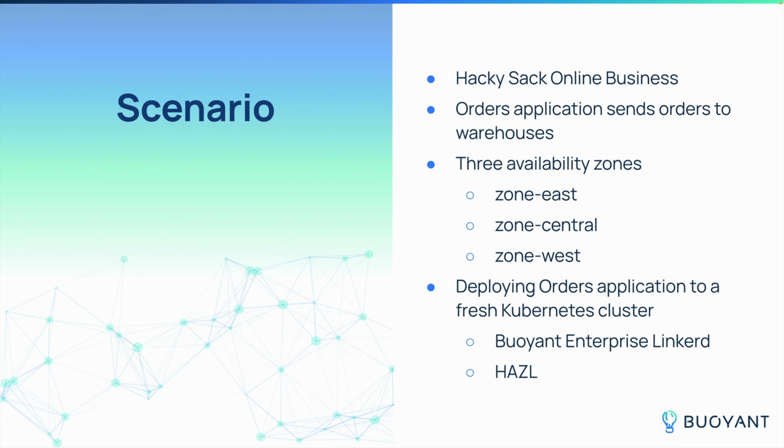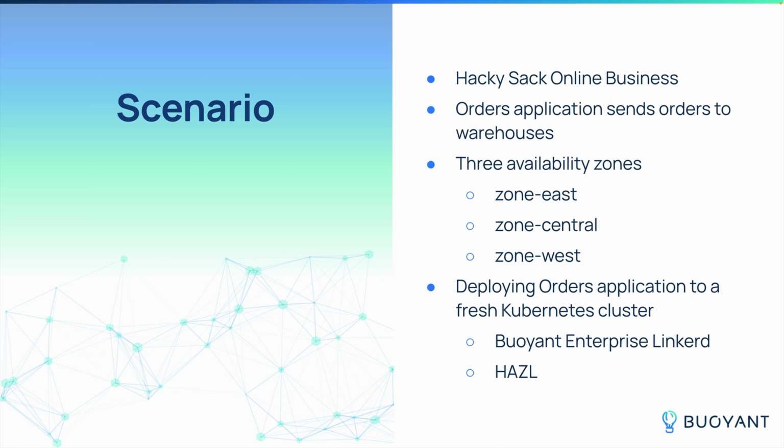In the scenario in this demonstration, we're delving into the operations of an online business specializing in hacky sack products. This business relies on a dedicated orders application to manage customer orders efficiently and ensure these orders are promptly dispatched to warehouses for shipment. To guarantee high availability and resilience, the system is distributed across 3 geographical availability zones: East, Central, and West. This distribution ensures that the system operates smoothly, maintaining a balanced and steady state across different regions.